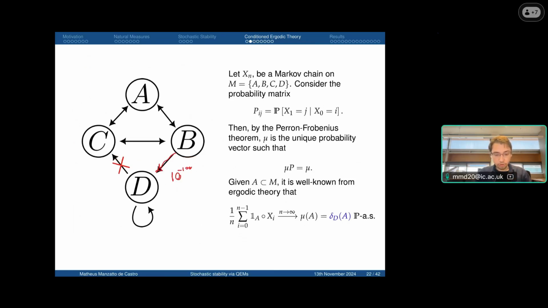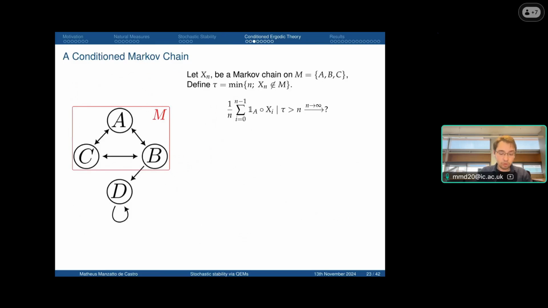So the theory of conditional ergodic theory tries to understand what this limiting distribution is that you would be seeing here. To be slightly more precise, if I define tau as the minimum time such that I escape my M, which is now ABC, so the minimum time that I reach D, then what you would really be looking for is the Birkhoff average given that you did not escape. However, this makes absolutely no sense. So the way to make sense of it is to put an expectation here, and now you would like to understand where it converges to.